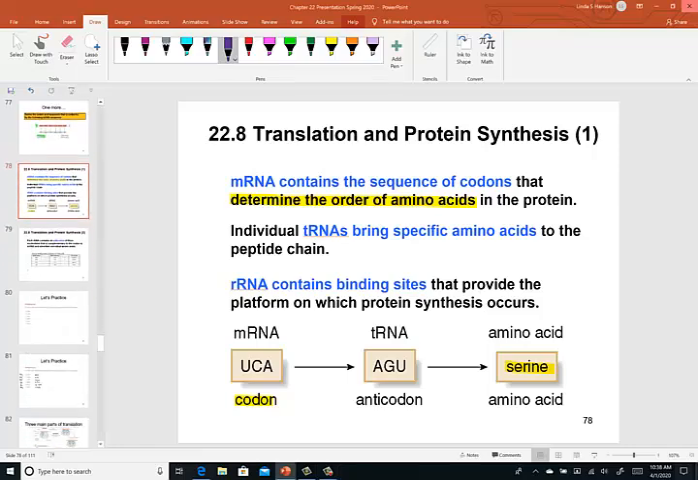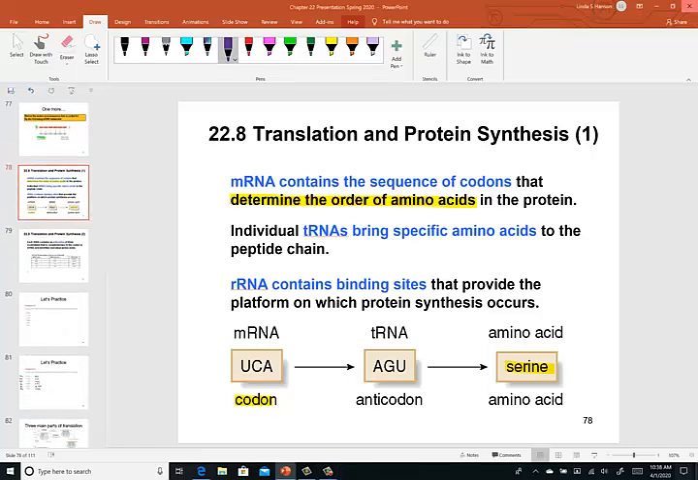Hello everyone, Mrs. Hanson here one last time in our Chapter 22 journey. We're going to pick up our topic where we left off, translation and protein synthesis.